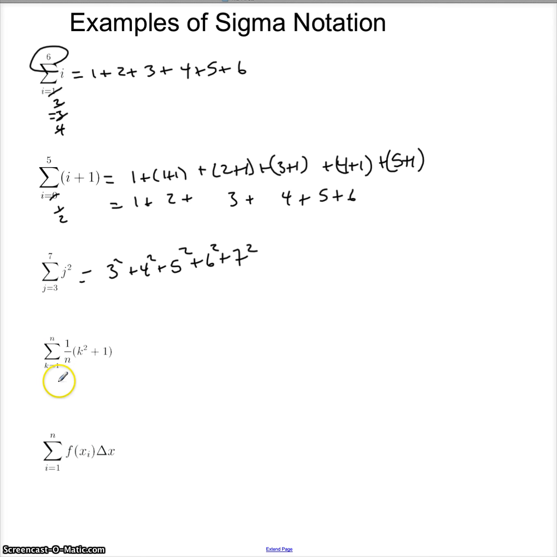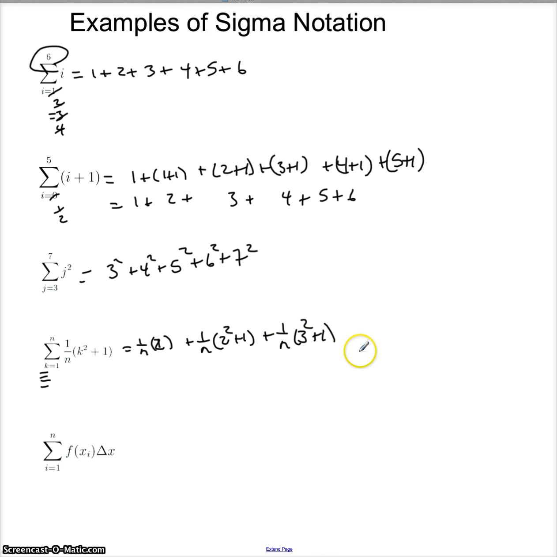Okay, now this one's kind of confusing because this one's got some junk in it. I've got n's down here. What do I do when I have n's there? You leave them because my index here is k, not n. So this will become 1 over n times 1 squared plus 1, which is 2, plus 1 over n times 2 squared plus 1. I'm going to go and write these out. Plus 1 over n times 3 squared plus 1.